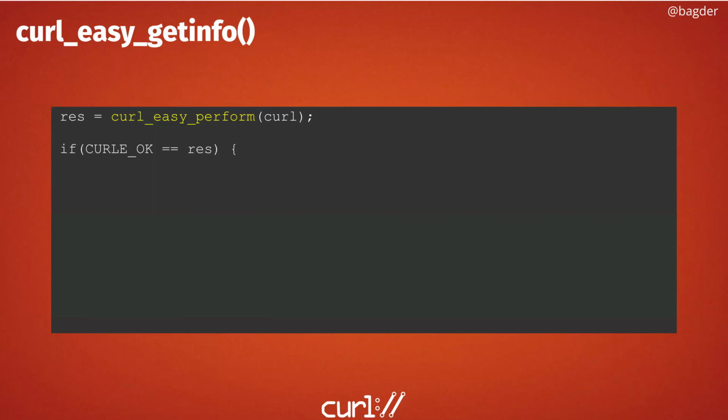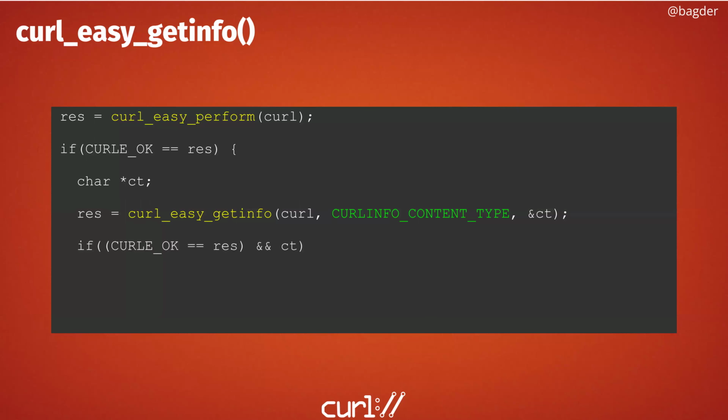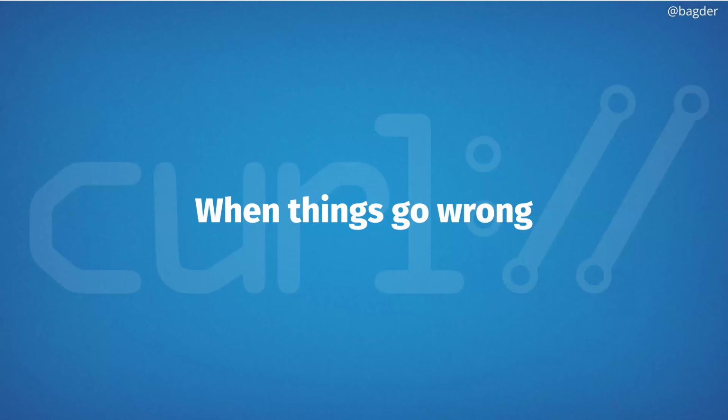Like this, you do the transfer, it completes, and if it's okay, you extract something. Like in this case, get the content type from the previous transfer. And then you get a pointer back in the ct variable here, and you can output it. We got this content type. Kind of handy. If you want to get other HTTP headers, there's actually a dedicated header API these days that is even more convenient. So I would recommend using that. But I'm not going to get into that today.